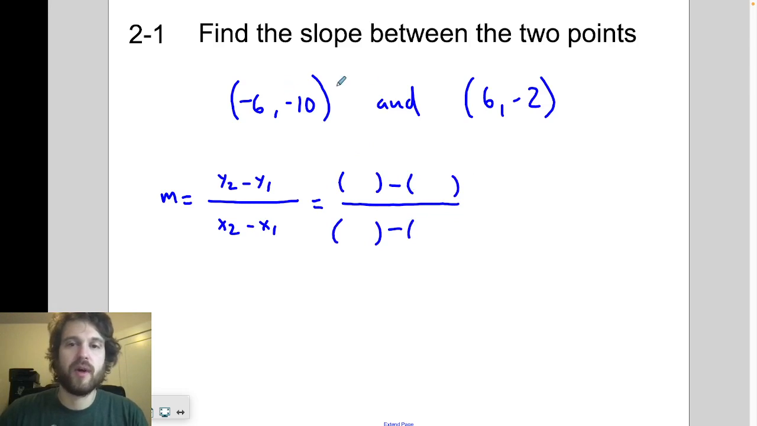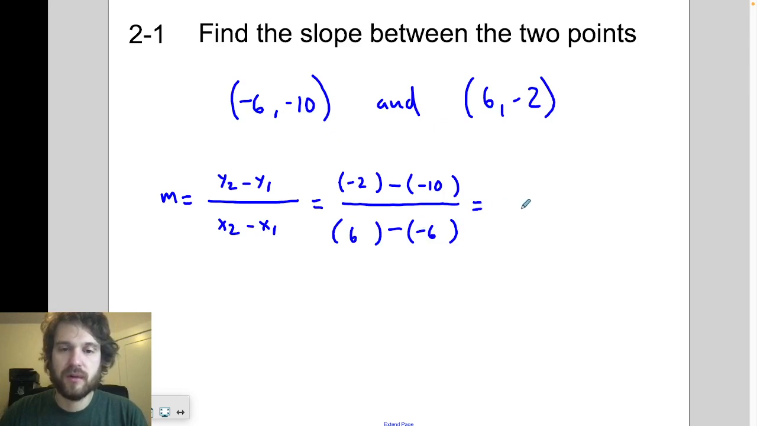We'll call this point 1 and point 2. In that case, y2 would be -2, y1 would be -10. x2 would be the 6, and x1 would be the -6, which is equal to, cleanup step, this is -2 plus 10 divided by 6 minus -6, which is 6 plus 6.